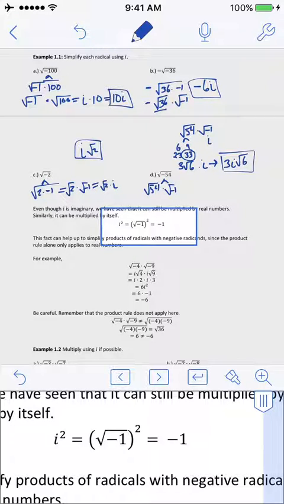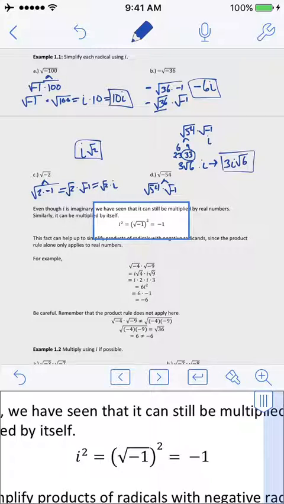Some things happen. We're talking about the higher powers in a minute. But first, let's talk about i squared. Think about it. If you have i squared, it's the same thing as the square root of negative 1 squared. And by our nth power rule, those cancel. You end up with just a negative 1. So that's going to be the only number that when you square it, you get a negative number.